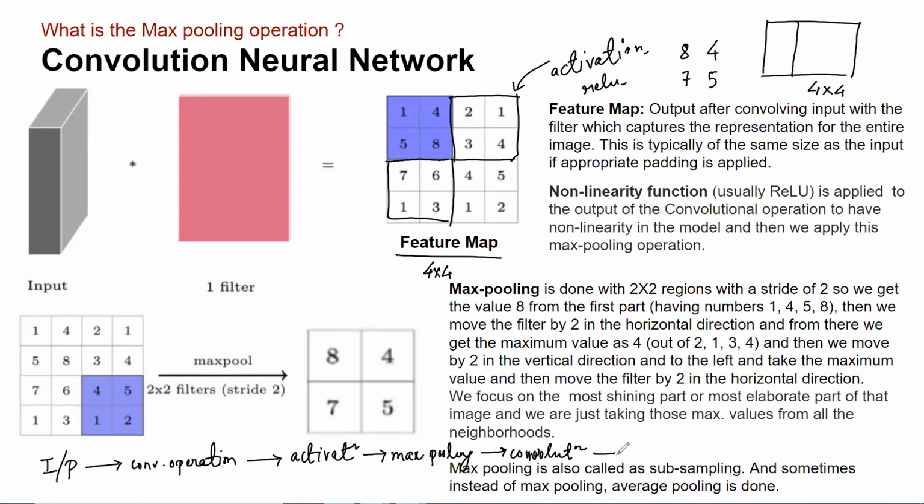And this process will go on for a certain number of times, and that number we will be deciding. So this is what typically happens in any convolution neural network. This sequence will follow repeatedly.